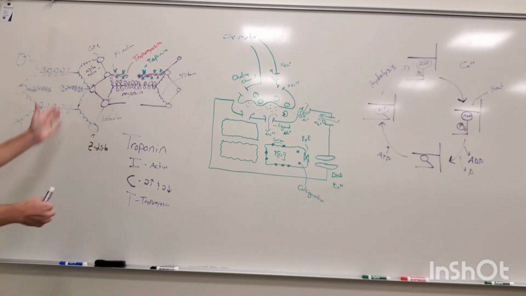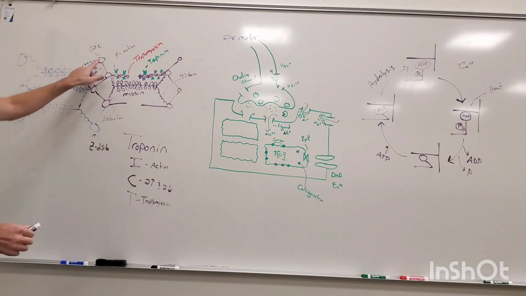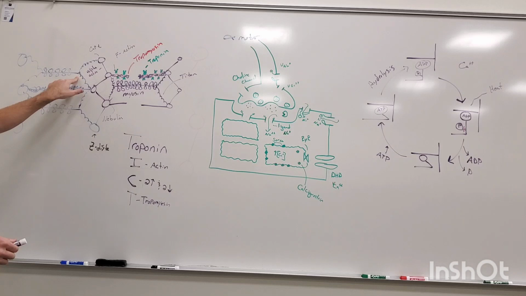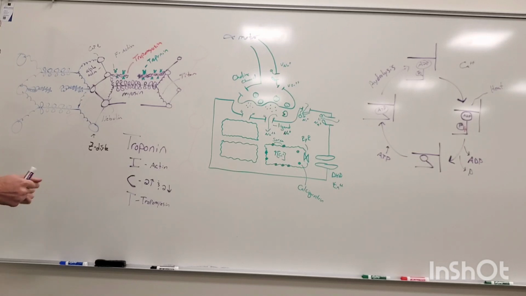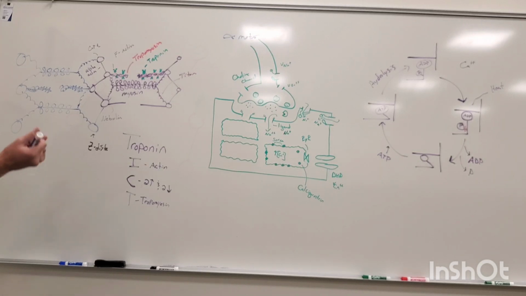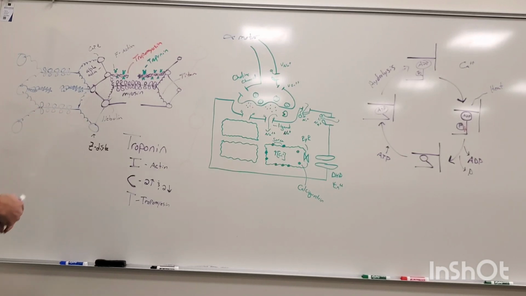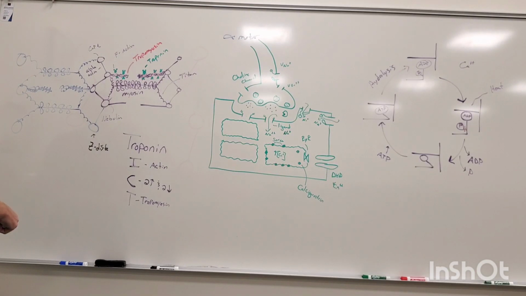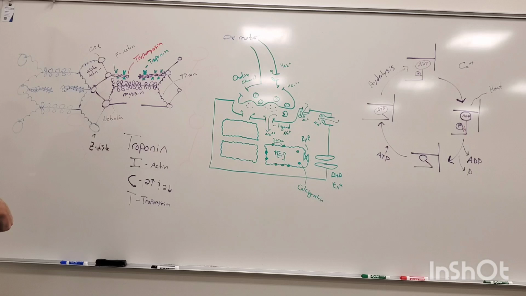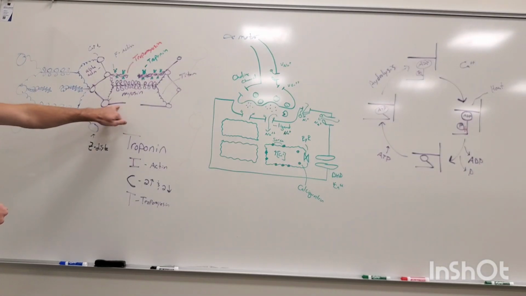We have Z discs, these middle lines here, cap Z, that's what the titin connects to. Titin connects to the myosin. When the myosin releases from the actin, the titin will act as a spring and it will recoil. The muscle will be able to relax and lengthen out. What else do we have on here? Nebulin I drew down here. This is what the F-actin is wrapped around.